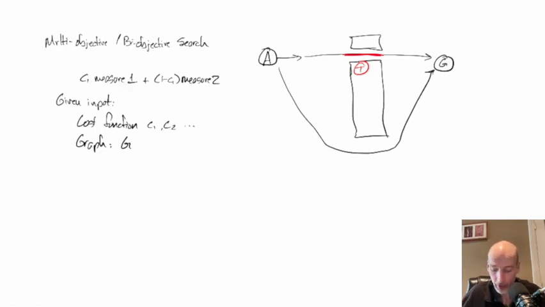Okay, so we've got this cost function, or set of cost functions, one or more, two of them being bi-objective. We have a graph, and now we're going to search it. So what do we need to find? We want to find all, so let's write what the output is going to be: all, and that's the key here, non-dominated paths.